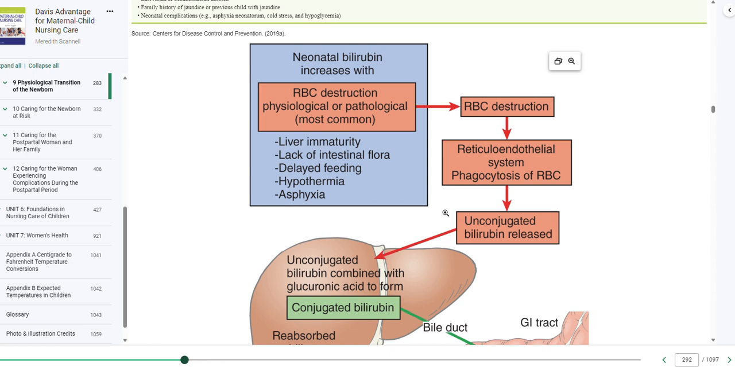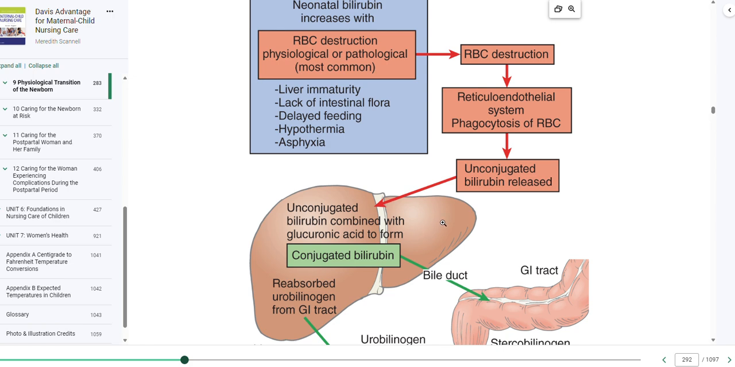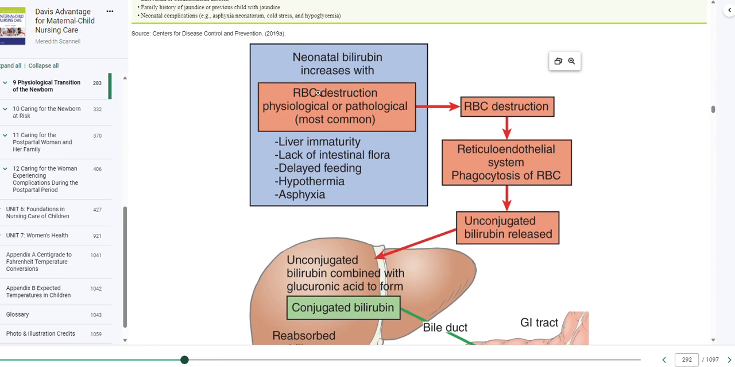And you have unconjugated and conjugated bilirubin. Okay, you're going to discuss some of this more in Med-Surg, but this is in your book, and it's important for you to understand. So I want you to be familiar with this chart right here. Okay, the increase with red blood cell destruction ends up as being unconjugated bilirubin.